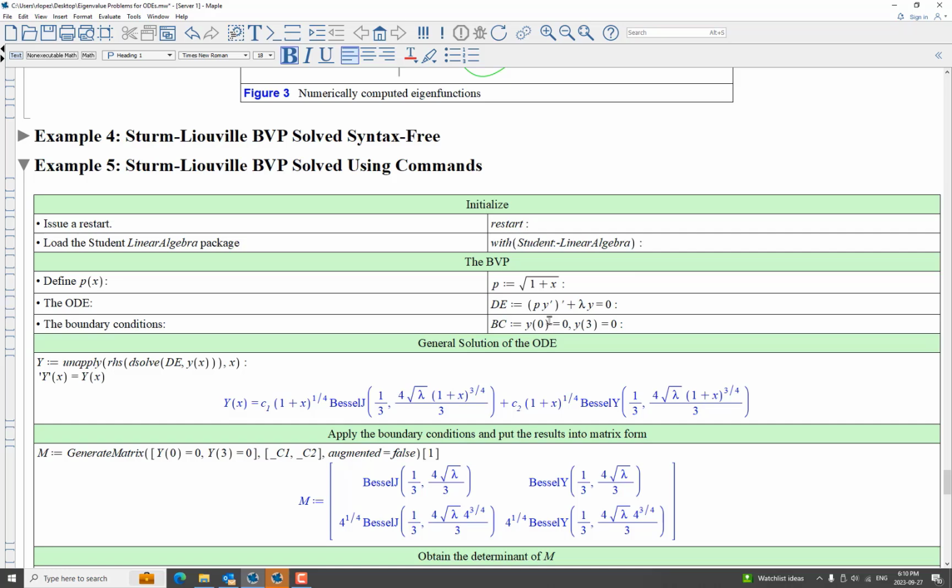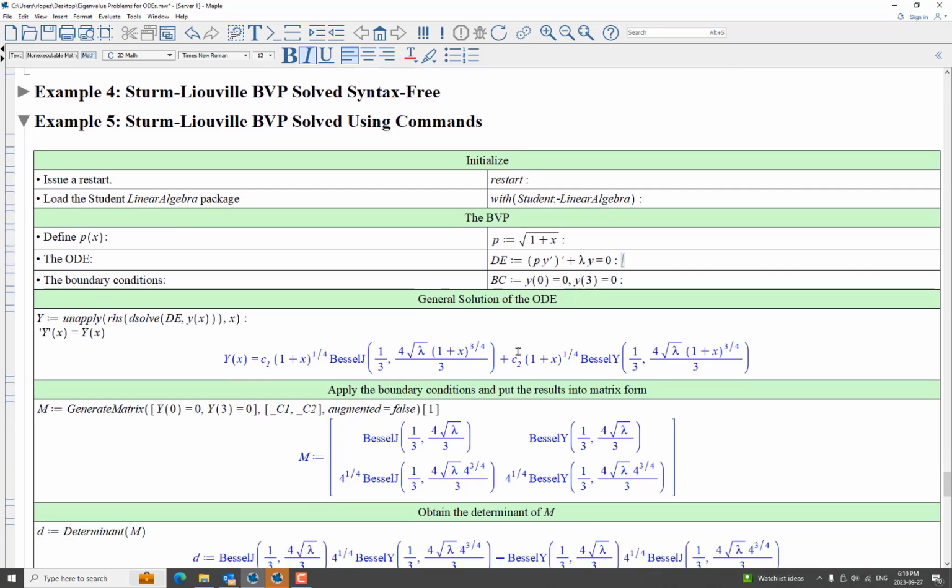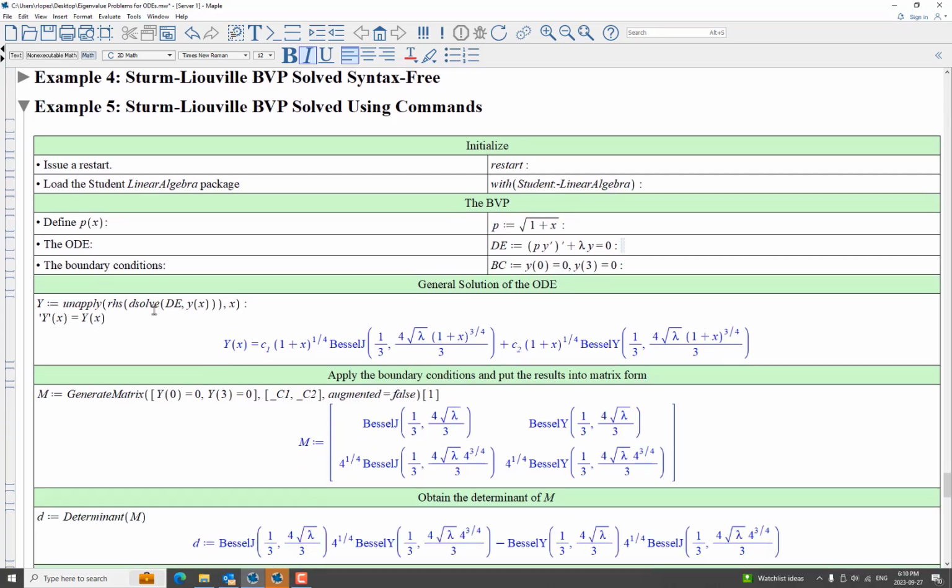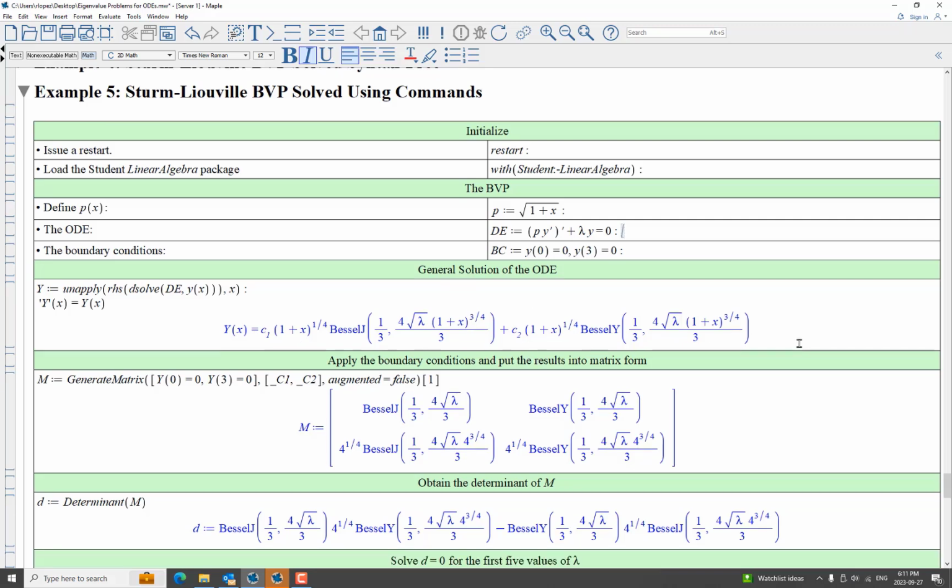I define a function p. Here it's p y prime prime. That is a formally self-adjoint differential equation. These simple boundary conditions will give us a self-adjoint boundary value problem. I'm going to use dsolve to get the general solution. No boundary conditions here, just a general solution. Grab the right-hand side and use unapply to make a function. The name of the function is capital Y, and it's a little trick to make it echo y of x equals, and you have two constants of integration.